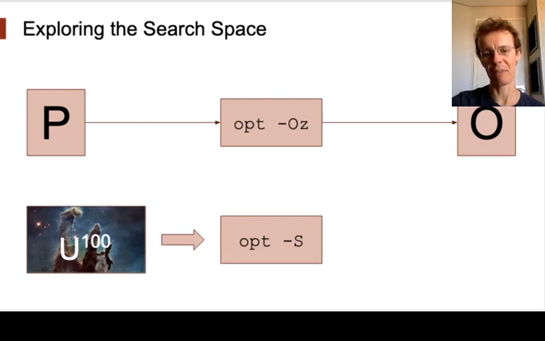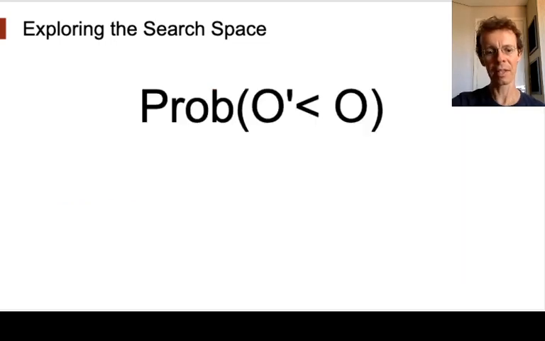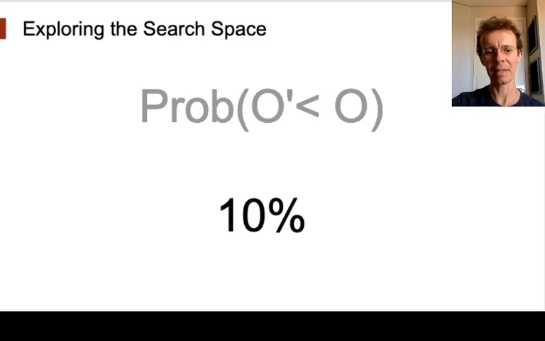Let's call it S. Now if I apply S onto P, then I will get a new assembly file. This file will be called O prime. It's likely that O prime will be different from O. Given these definitions, the probability of having O prime, the program produced by S, being smaller than O is about 10%. That's the expectation of beating opt minus Oz for a given program.